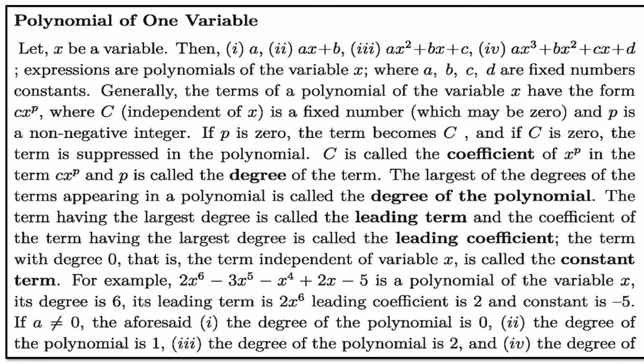You have to remember. If p is 0, the term becomes c, and if c is 0, the term is suppressed. That means the term is absent in the polynomial. If c equals 0, that means this term is absent. We can say here ax square plus c, there was another term, but this is absent because the coefficient of x is equal to 0, so this is absent.